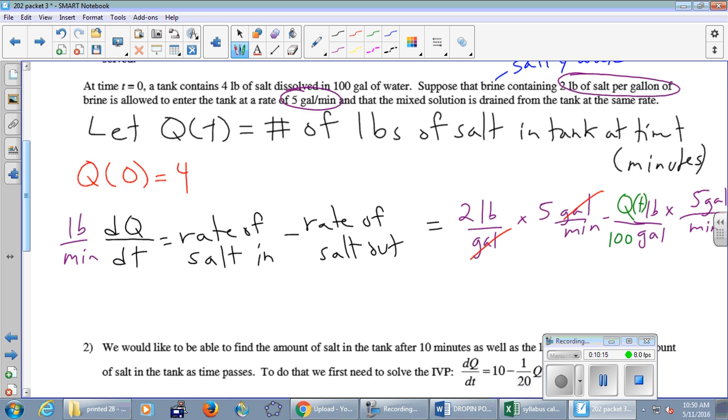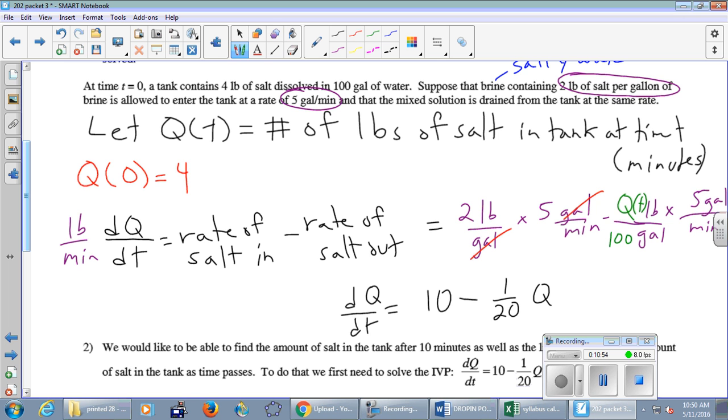Okay, so then our simplified equation, we'll just rewrite it, but without all the units. dQ/dt equals, so 5 times the 2 is 10, minus, we'll simplify here, the 5 and the 100 make it 20. So 1/20th of Q, we buy that? Okay, so that is our differential equation that describes this salt system. And now we're going to solve it. Any questions on the setup?